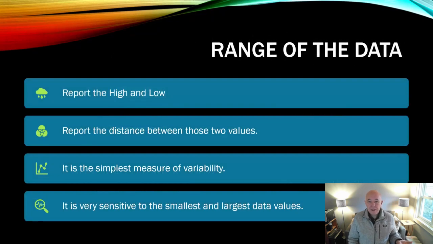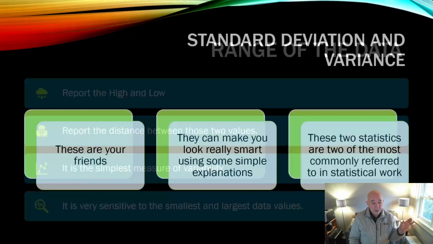You want to report the range of the data, the high and the low. Report the distance between the high and the low, which is the range. This is a really simple measure of variability. Obviously, like means, it's sensitive to outliers, high and low values, but it does give you a sense about what the high and low values actually are.